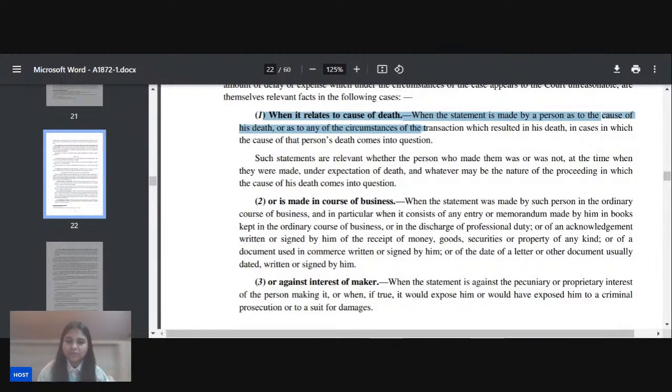When the statement is made by a person who is no more, who is dead, and he has talked about his own cause of death or the circumstances of the transaction, it can be oral, it can be by gesture, it can be by sign, or it can be in the form of questions and answers.